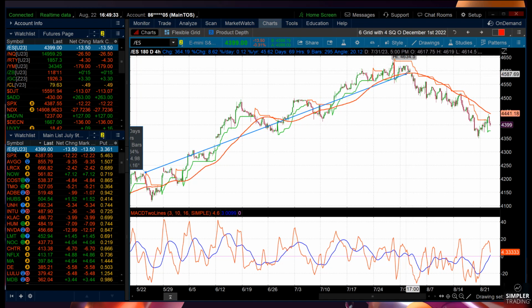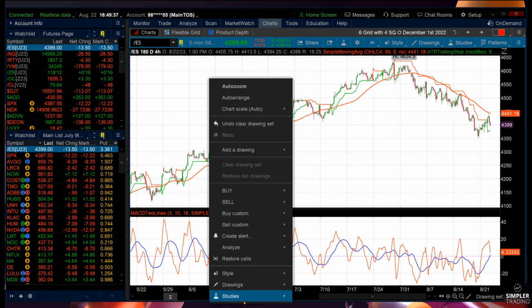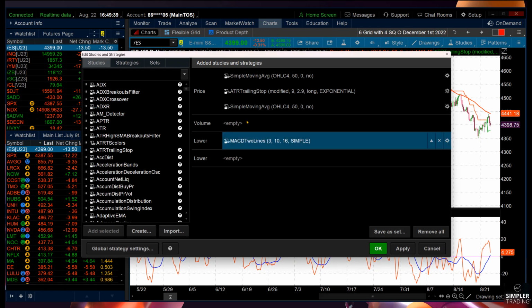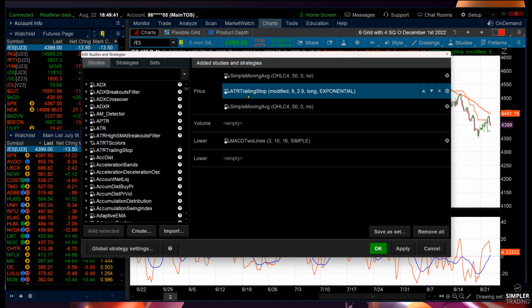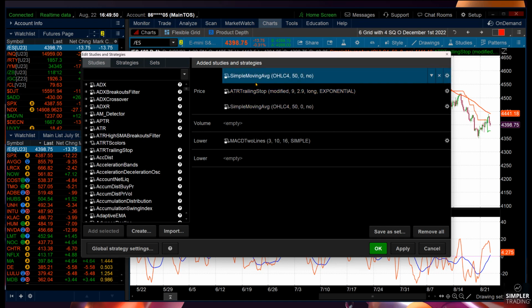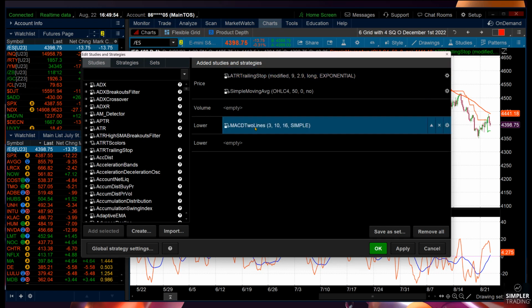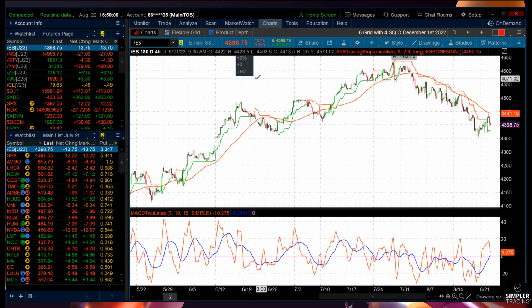the 4-hour 50 SMA. So if I go in here and show you settings, you go to Edit Studies, you go to the ATR trailing stop. That's right out of the selection of studies on Thinkorswim. I did the simple moving average. Actually, I put it in there twice; you don't need it twice. And on the bottom, I have the MACD, the 3-10-16. That's it. That determines the major trend, in my opinion.